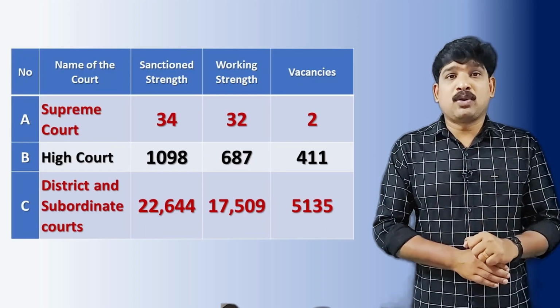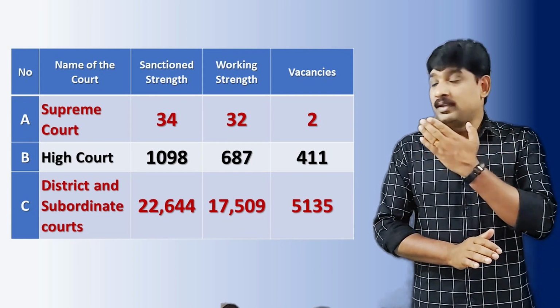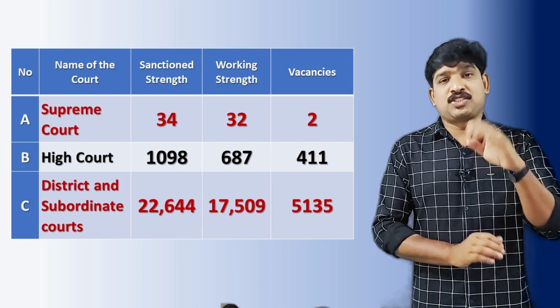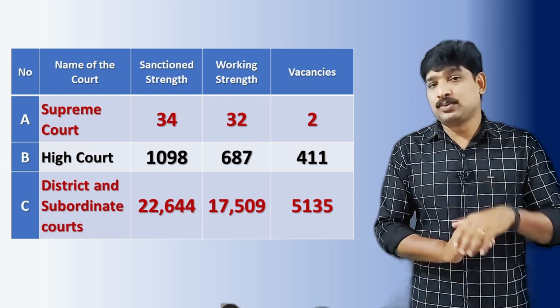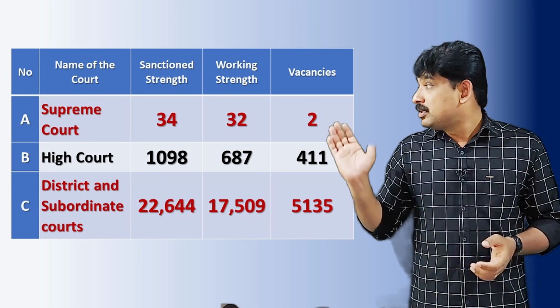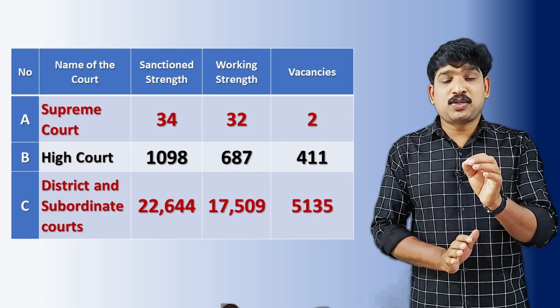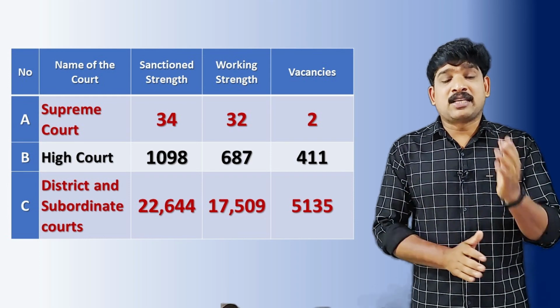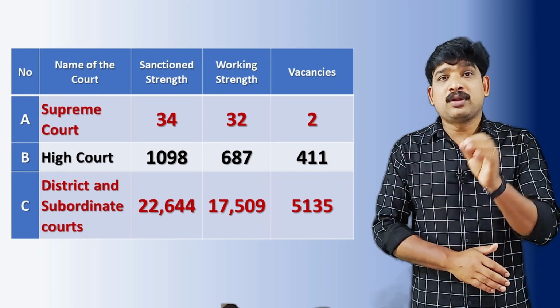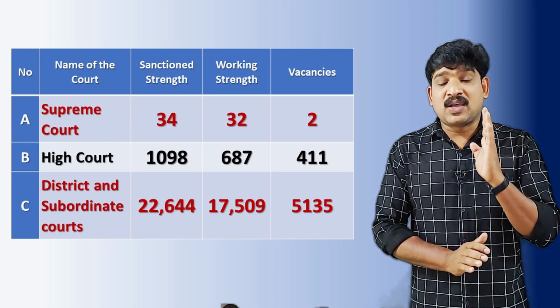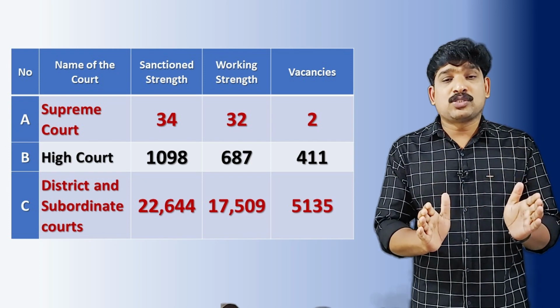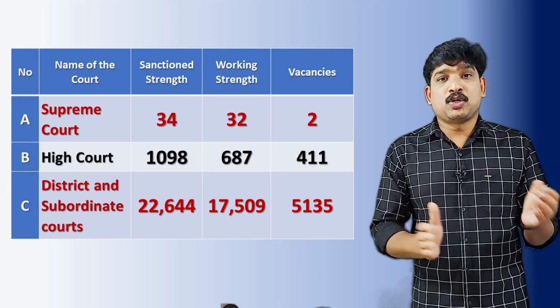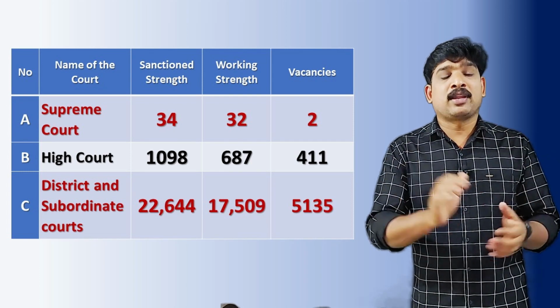The courts take such a long time to resolve the cases because of the lack of number of judges in our country. This table shows the number of judges in India at present. In Supreme Court, 34 sanctioned strength. Working strength is only 32. 2 vacancies there. In High Court, 1098 sanctioned strength, but the working strength is 687. 411 vacancies. In the District and Subordinate Court, 22,644 sanctioned strength and working strength is 17,509. 5,135 vacancies. Despite certain shortcomings, the Indian judiciary has played a key role in democratic India.